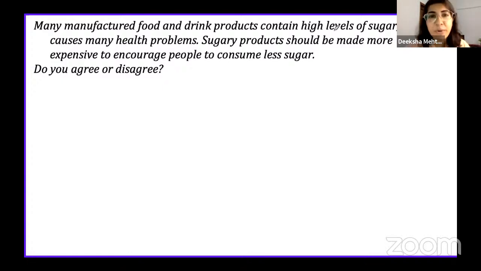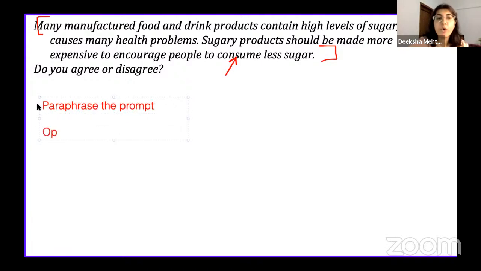So now what is my prompt? My prompt is this 2-sentence prompt, right? And you need to tell whether you agree with this or not. So how am I going to write my introduction? I'm going to paraphrase the statement, the prompt. After that, I'm going to add my opinion, right? Okay. How do I paraphrase?